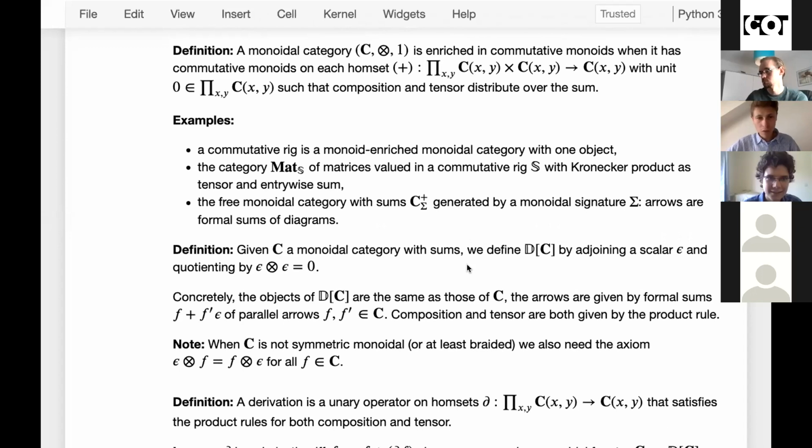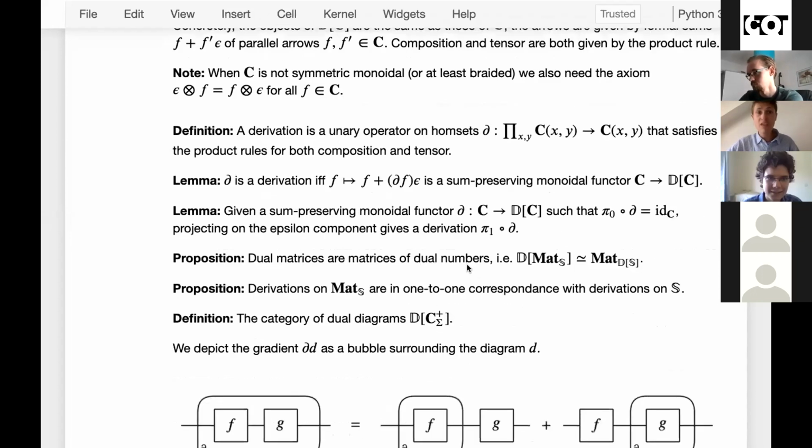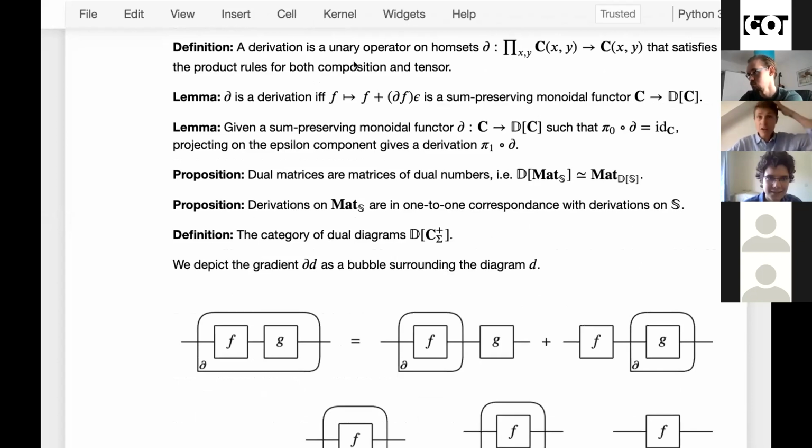Okay, so now we can play the same game, define a notion of derivation. So derivation is going to be a unary operator on hom sets. So for every hom set, I have a function which sends morphisms to the gradient. And it satisfies the product rule for composition and tensor. Another way of saying the same thing is if I map f to f plus its derivative times epsilon, I get some sum preserving monoidal functor from C to its dual number construction.